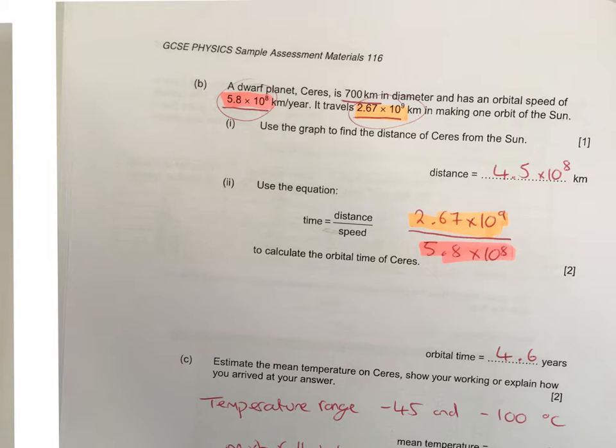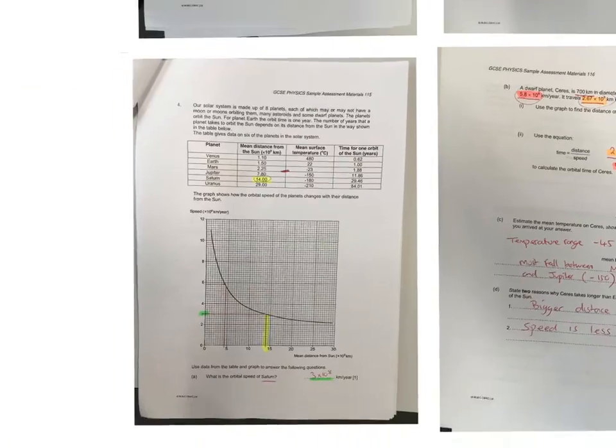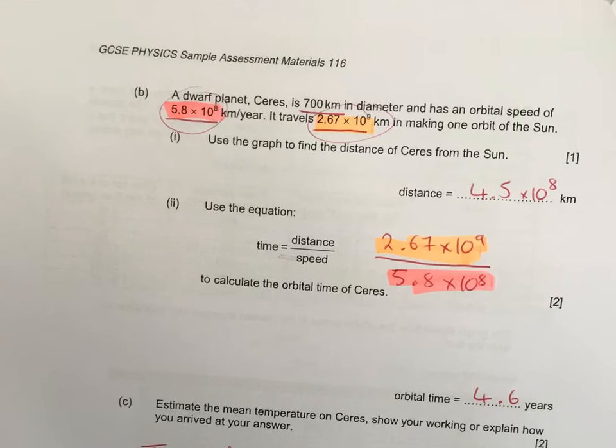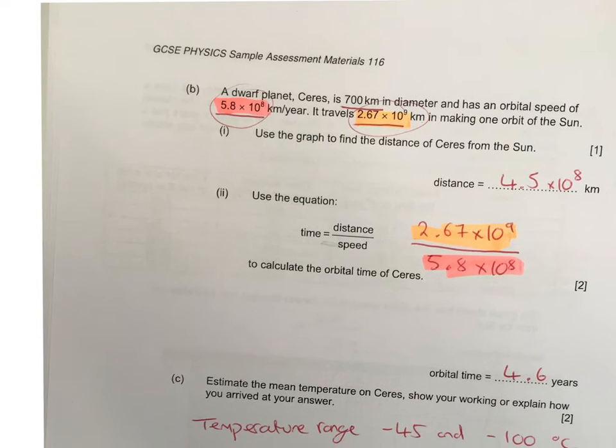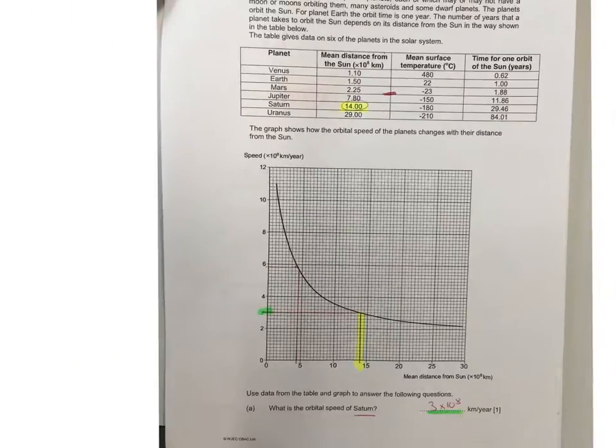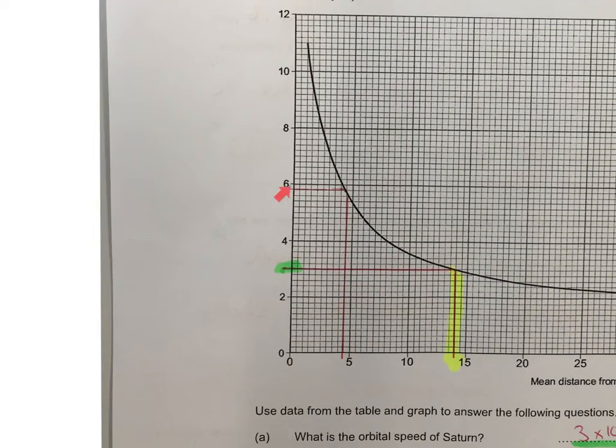And then last page, dwarf planet, 700 kilometers in diameter. That's there trying to throw you off. It has an orbital speed of, we need this, and it travels this distance, we need that. Using a graph, find the distance. So now it's kind of a backwards way to do it, but we've got to look at the distance there. Let's look at the speed, 5.8. So we're going to look at 5.8, which is there, and then that comes down to be 4.5. Remember, 1, 2, 3, 4, 4.5. Each square is 0.5 there.